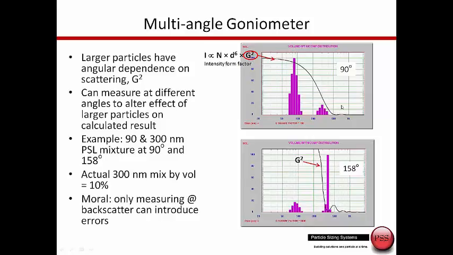What you see at 90 degrees, the form factor hits here, and we get a very accurate result. We know that this mixture is about 10% by volume of 300 nanometer PSL. But when we measure in the backscatter direction, we actually see there is a minima right here where we're trying to measure the particles, and this creates a large error in attributing the correct volume percent at 300 nanometers. So this is the kind of sample where there's a lot of benefit by having a goniometer, and just measuring always in backscatter is not the best way to measure every single sample.